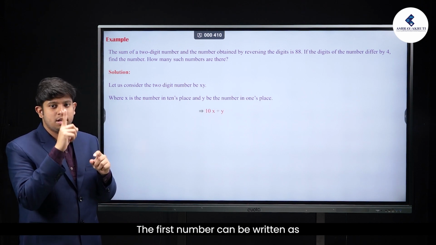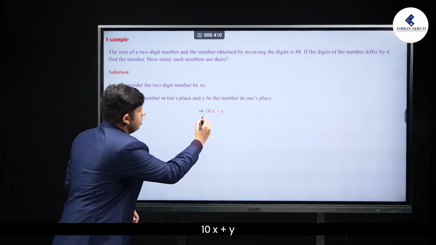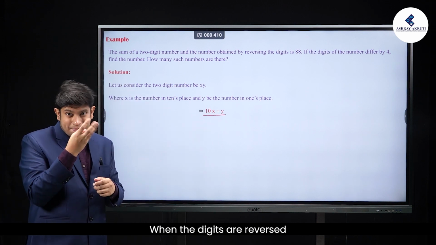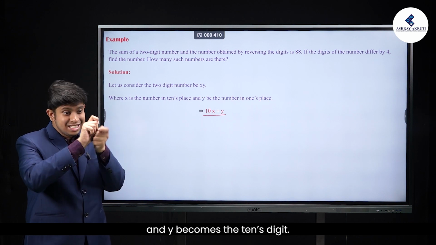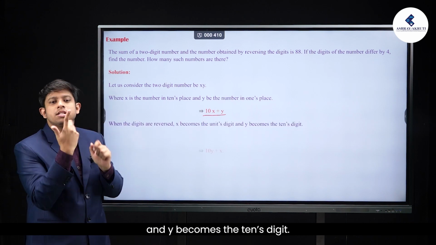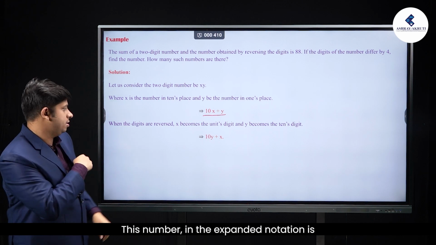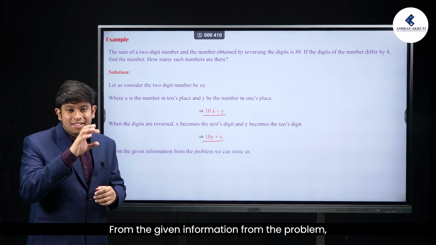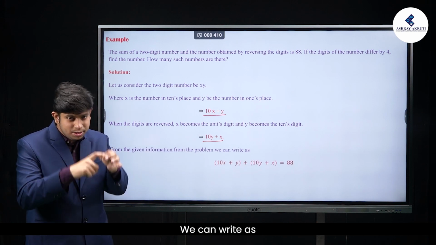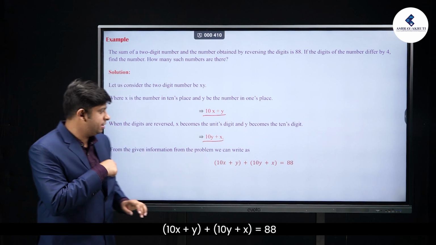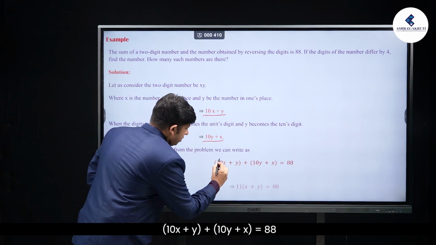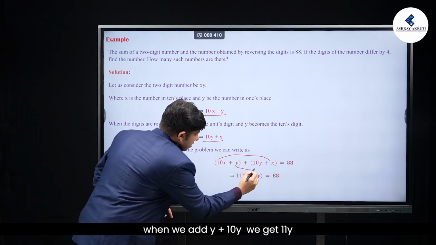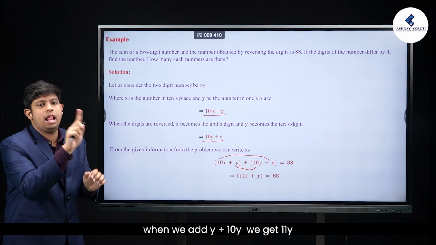The first number can be written as 10x plus y in the expanded form. When the digits are reversed, x becomes the units digit and y becomes the tens digit. This number in the expanded notation is 10y plus x. From the given information, we can write 10x plus y plus 10y plus x is equal to 88. When we add 10x plus x, we get 11x. When we add y plus 10y, we get 11y.